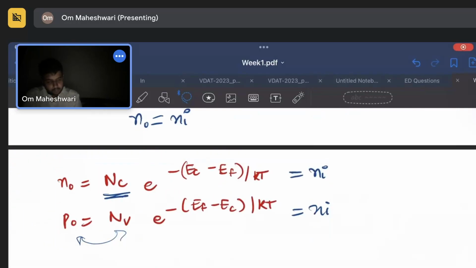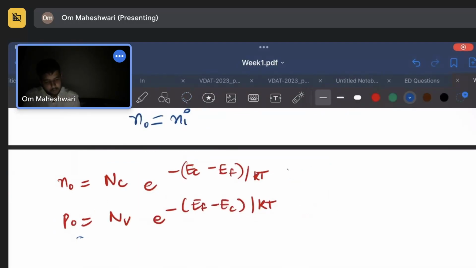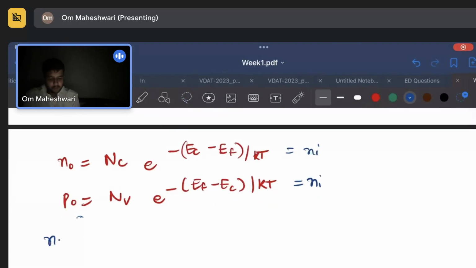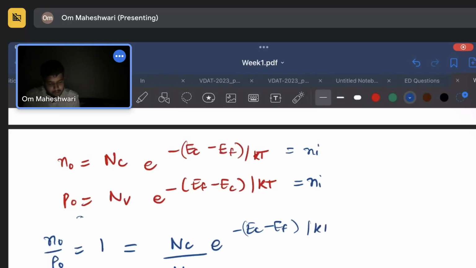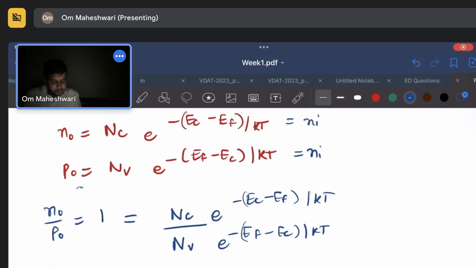Okay, both are ni, that is fine. So if I take the ratio of n0 by p0, I will get 1, right, because both are ni. So this will be actually nc by nv e to the power minus (ec minus ef) by kt, and e to the power minus (ef minus ec) by kt.